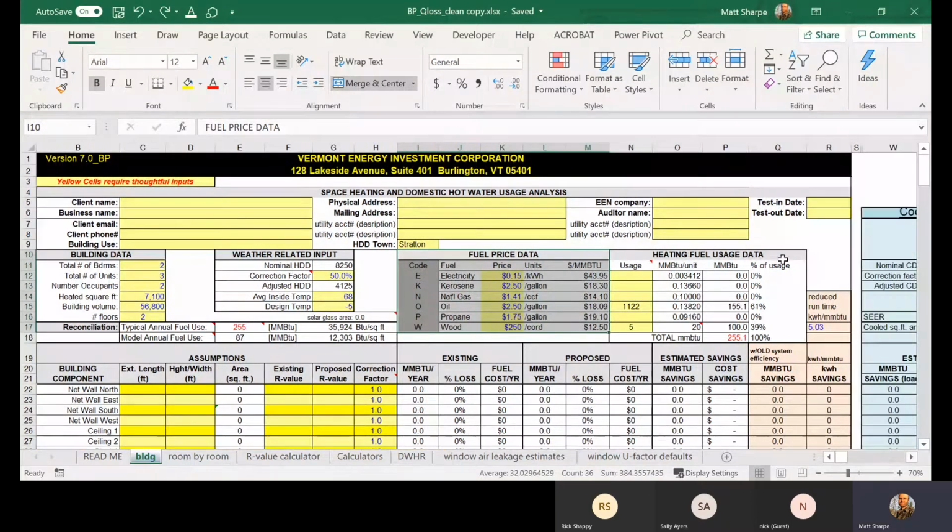And then over here on the right is a little heating fuel usage data. So you can put in your number of gallons of oil, your cords of wood, and have it calculate a total MMBTU of the building.